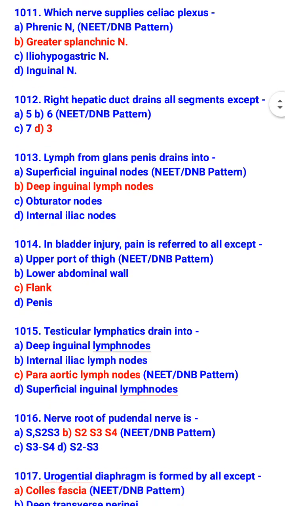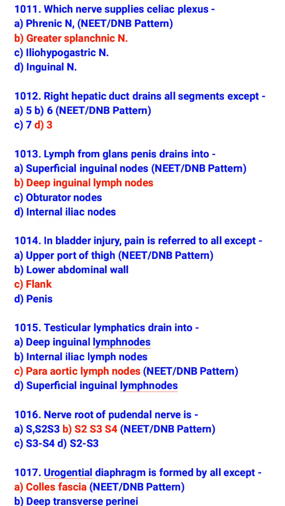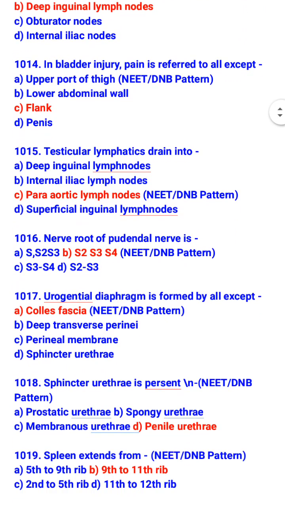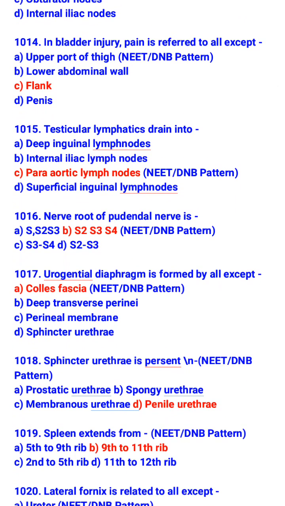In bladder injury, pain is referred to all except flank. So in bladder injury, the pain is referred to upper part of thigh, lower abdominal wall and penis. Testicular lymphatics drain into para-aortic lymph node. Nerve root of pudendal nerve is S2, S3, S4.